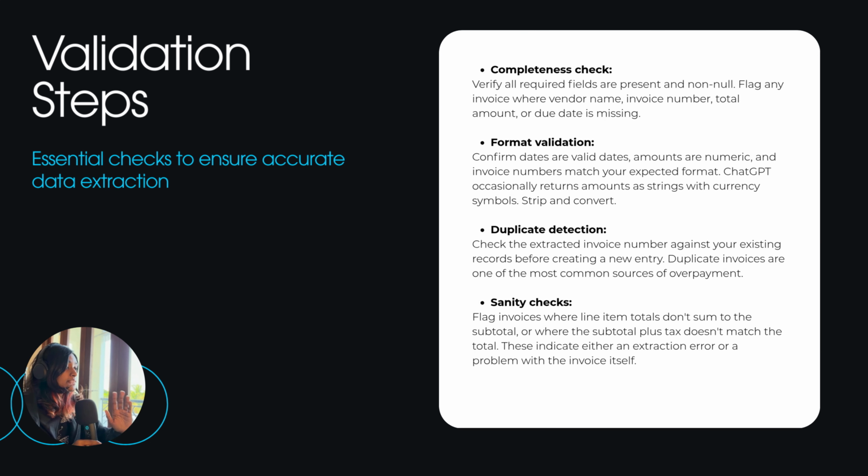Okay, now this is the step that most guides skip. Honestly, it's where most implementations fall apart. ChatGPT extracts, it doesn't validate. So before anything hits your ERP, you need 4 checks. Completeness: are all the required fields there? Format validation: are dates actual dates? Are amounts actual numbers? Duplicate detection: has this invoice number come through before? And an arithmetic check: do the line items actually add up to the total? These take maybe an hour to build and save you a lot of pain.